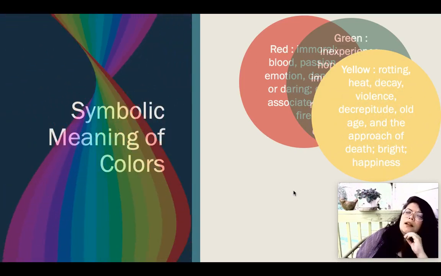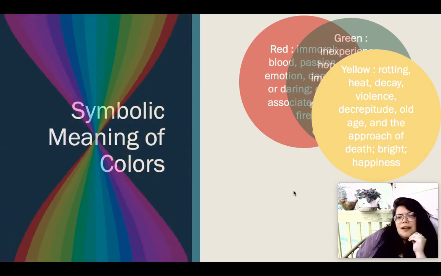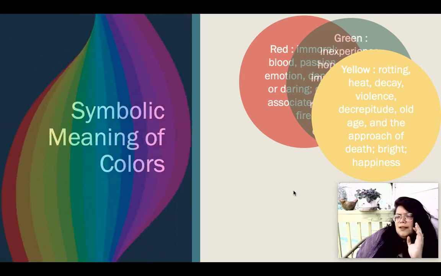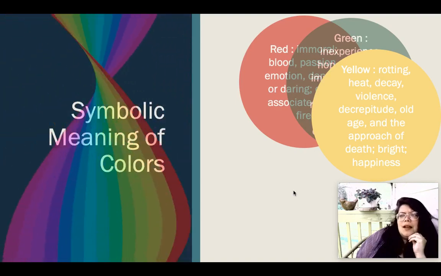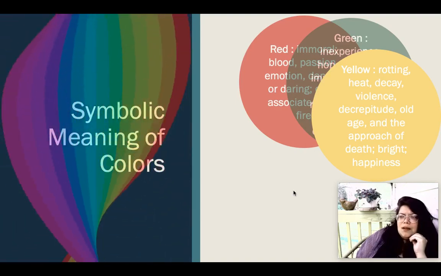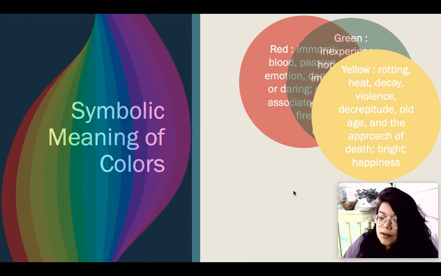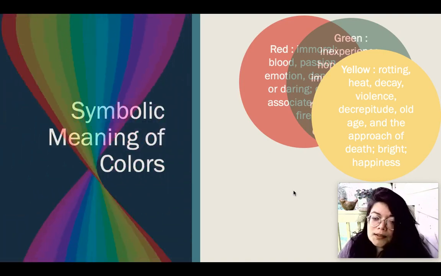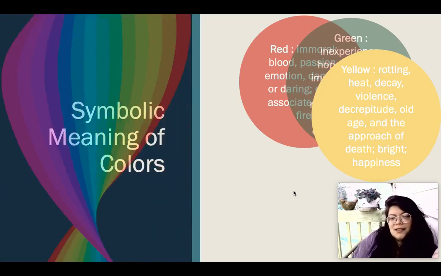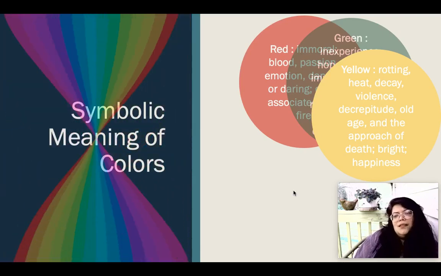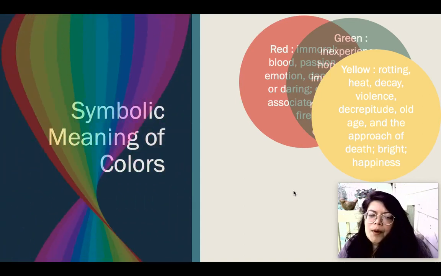Yellow is an interesting color in that we have a lot of different sorts of relations to yellow, right? That it's both joyous, happy, effervescent, I think, would be a cool color word to use for yellow. But then it's also sanguine and tarnished and decay, right? Think about liver failure, and when we become jaundiced, that our eyes are yellowed, our skin becomes yellowed. And so it's this sort of sense of sickliness, violence, decrepitude, old age, and then the approach of death.